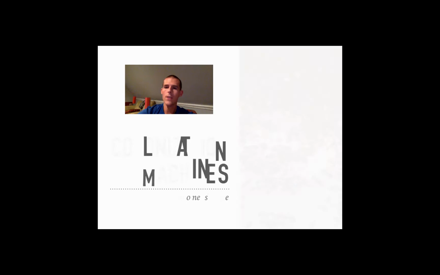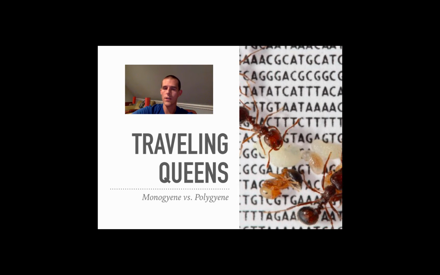Now, our red invasives actually have two very interesting social structures. One type is the monogyne social structure, whereby there is just one queen per colony. The polygyne structure has multiple queens per colony. Now, there are a couple of distinct differences that make these ecologically distinct from each other.